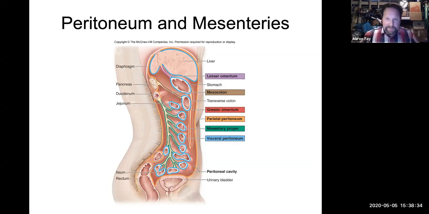So we got a lot going on in this image. Let me try and sum it up one more time. Peritoneum is the serous membrane covering the abdominal pelvic cavity. The parietal peritoneum, shown in orange, is in contact with that body wall.